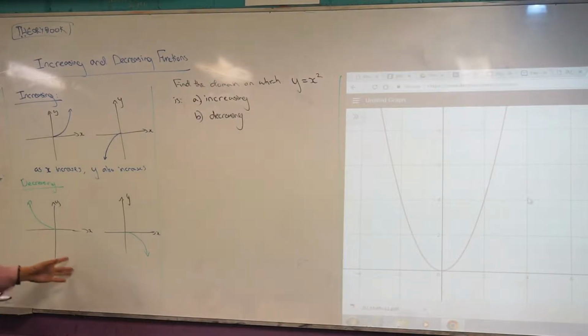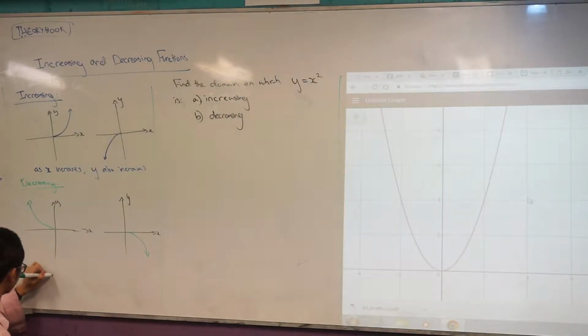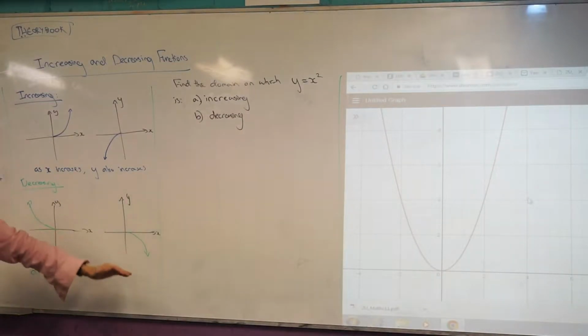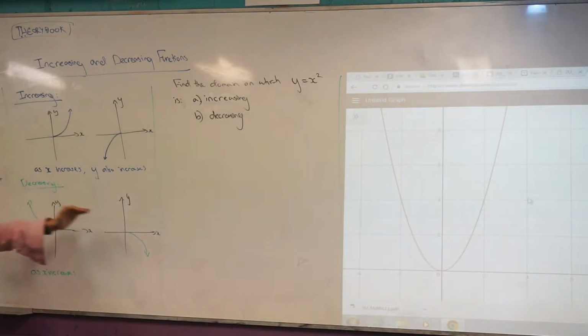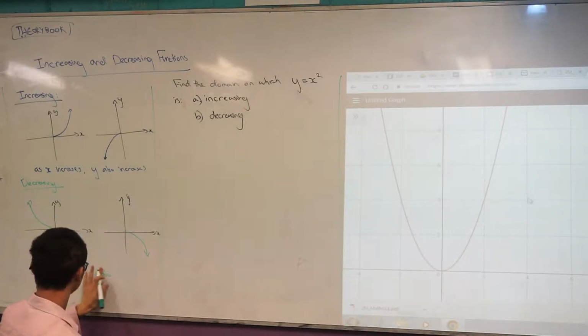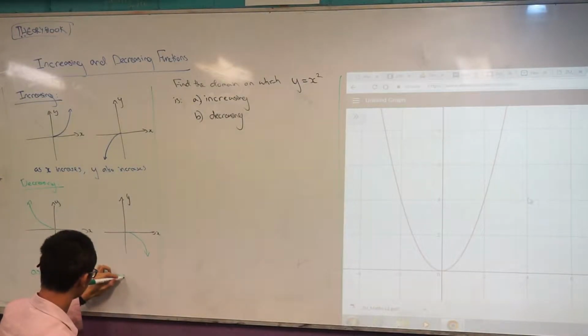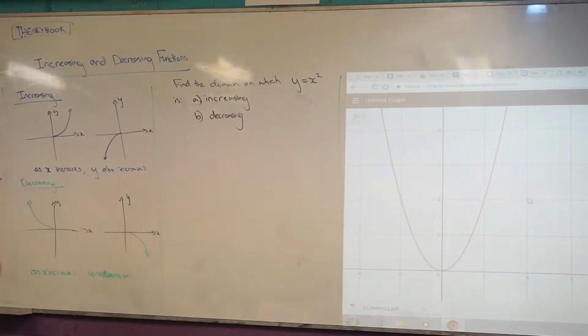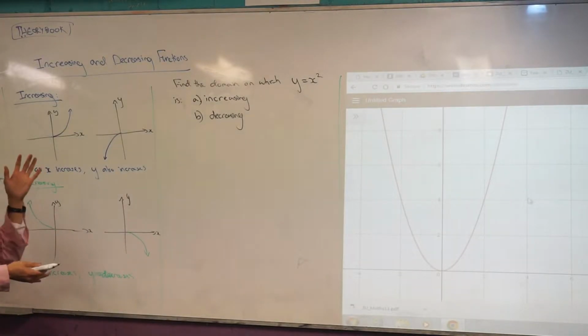And if we look at the algebraic definition of decreasing, this also holds. Because as x increases, the opposite is going to happen. As x increases, my y values are now decreasing, aren't they? My y values are decreasing. So there's an opposite or inverse relationship happening. So y decreases. Okay, so two definitions, visual and algebraic.